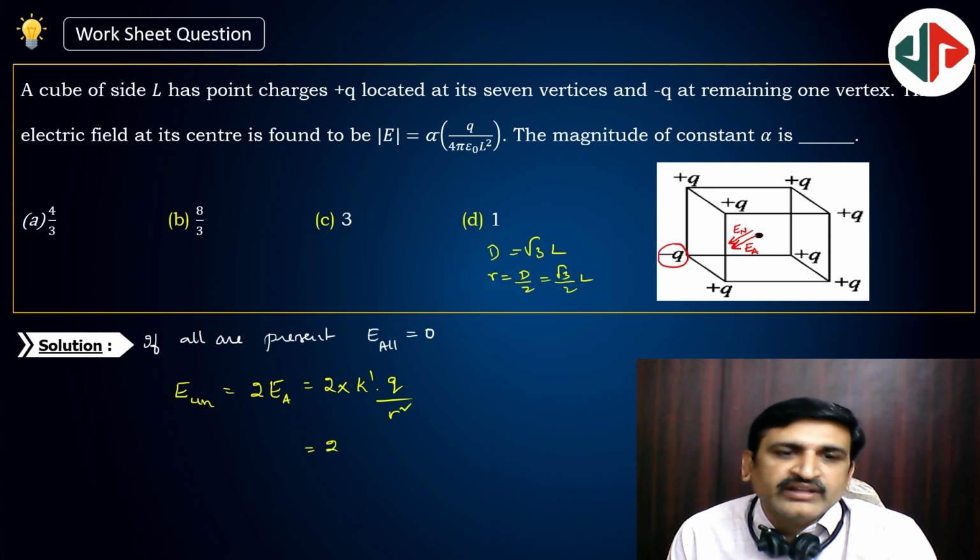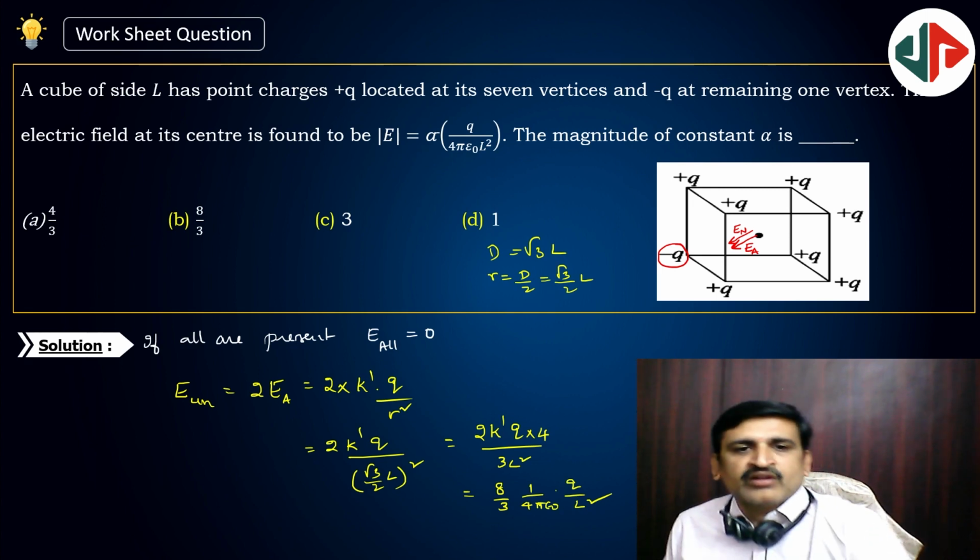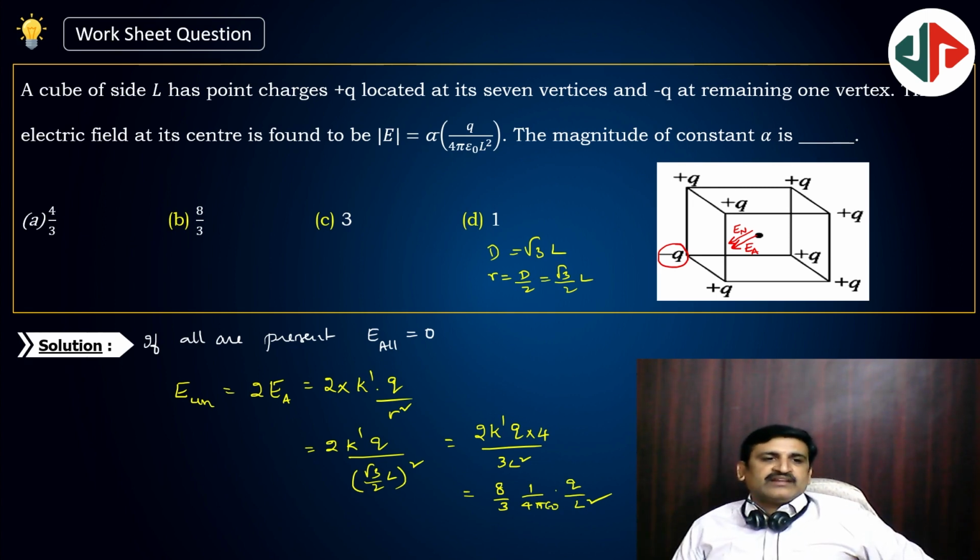2 K dash is K dash only in the question. Q is Q only. And this is root 3 by 2 L square. So it is equal to 2 K dash Q by 3 L square into 4. So 2 4s are 8, 8 by 3, 1 by 4 pi epsilon naught Q by L square. So 8 by 3 is alpha.